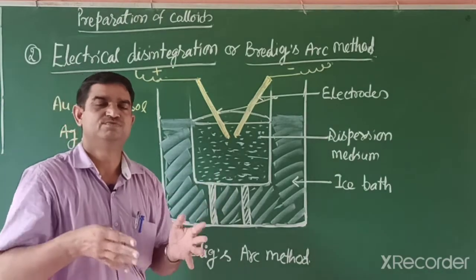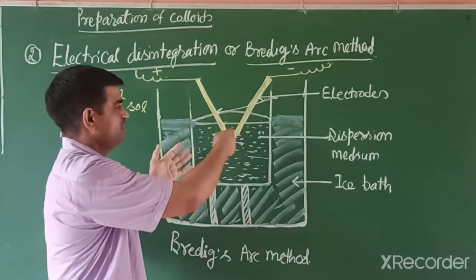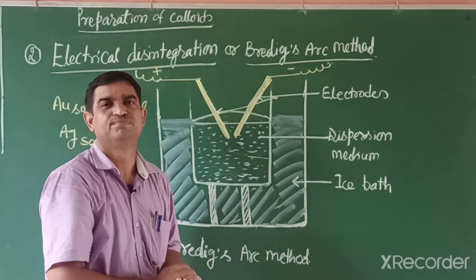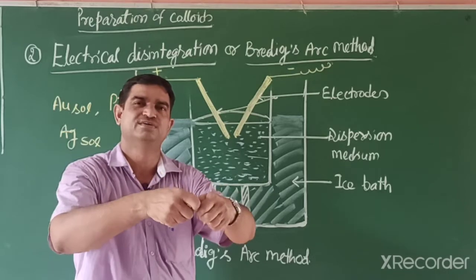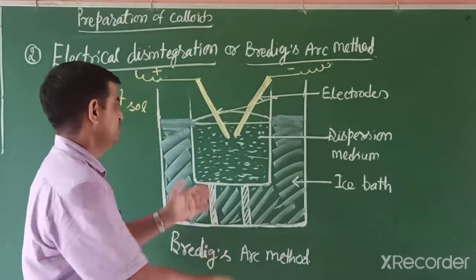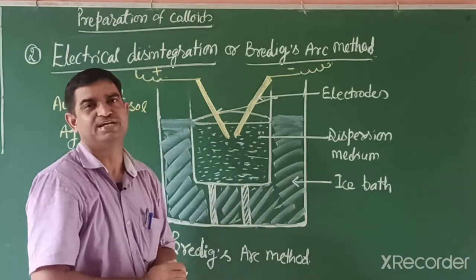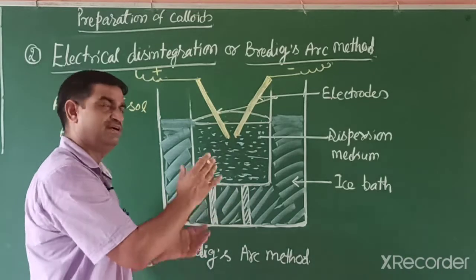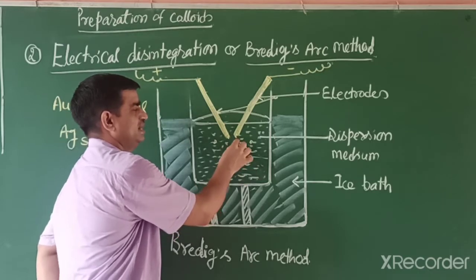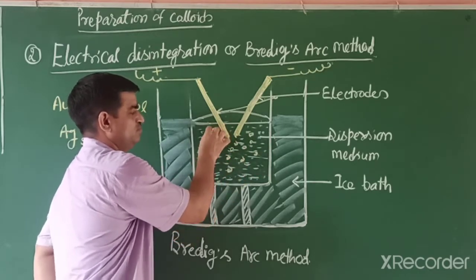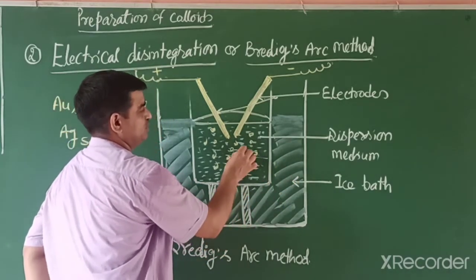In this method, we take two electrodes, and those two electrodes are immersed in a dispersion medium. When they are immersed and struck against each other, when we strike two different wires, intense heat is released. So when they are struck, immersed in that dispersion medium, the metal is vaporized. That vaporized metal condenses again. So due to the condensation, they convert into particles in the colloidal range. Outside we take an ice bath, so this process is condensation.